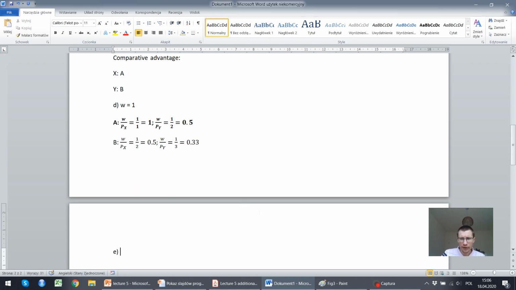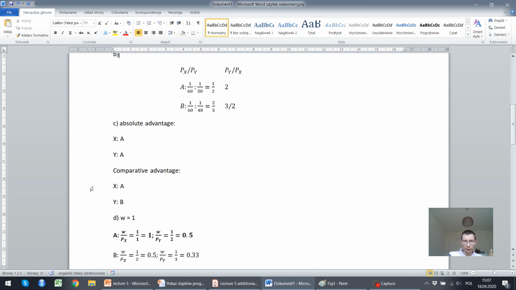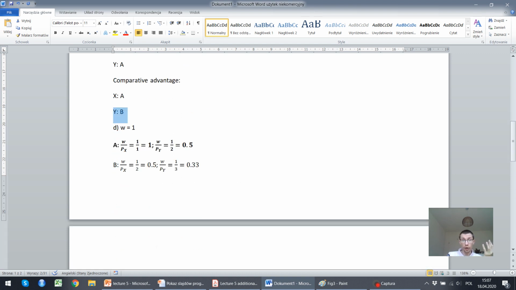So now, last part of the solution. Assume free trade with an equilibrium relative price of good X and good Y of 0.6. Calculate new wages. Which workers are better off, worse off, and the same? So now we are going to introduce international trade in this system. But as you remember, in the Ricardian trade model, you have to decide which country will produce which good. And this decision is fundamentally related to our analysis of comparative advantage of countries. So country A should specialize in good X, in which it has comparative advantage, and country B should specialize in good Y, in which it has a comparative advantage.